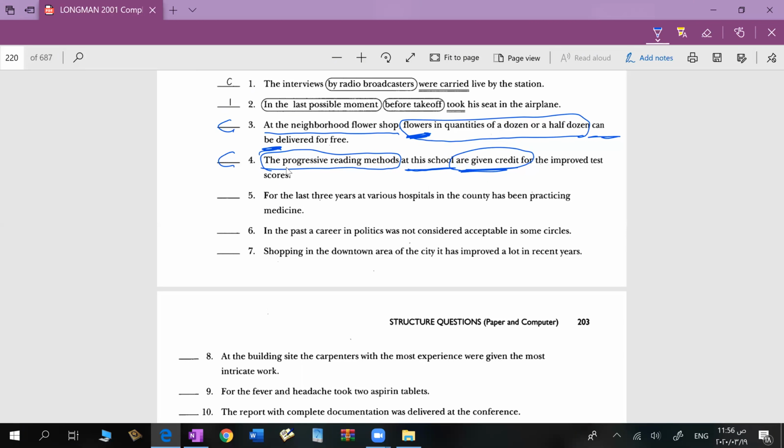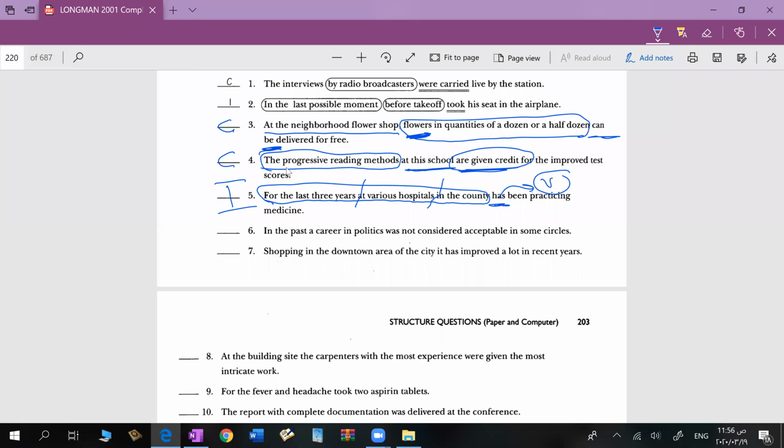For the last 3 years, at various hospitals in the country, we have here 3 prepositional phrases. This is one phrase, for the last 3 years. At various hospitals, this is another prepositional phrase, and in the country is a third prepositional phrase. Has been, this is a verb. Do we have a subject before the verb? No, we don't. So this is incorrect. You must have a subject before the verb.